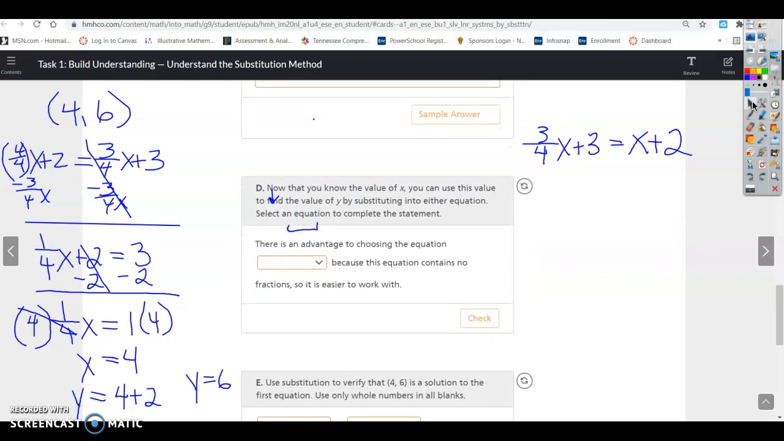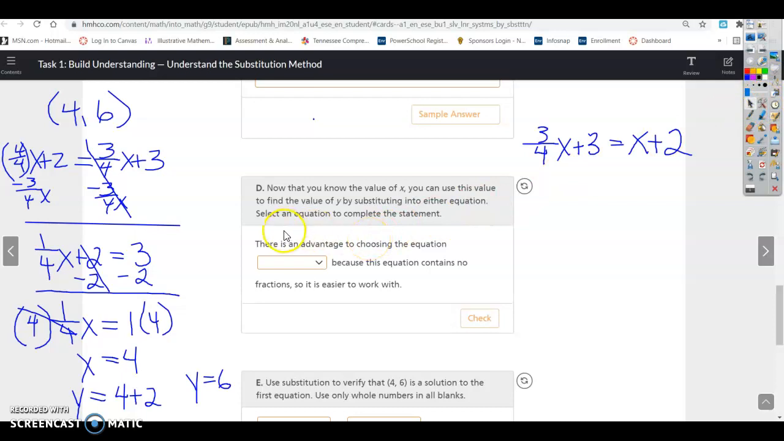It says, now that you know the value of x, you can use the value to find the value of y by substituting into either equation. I've already done that as well. We found that y equals 6. And it says there is an advantage to choosing the equation.